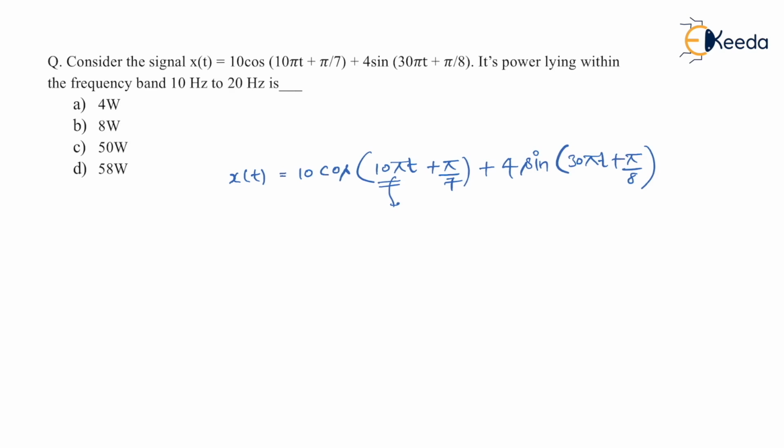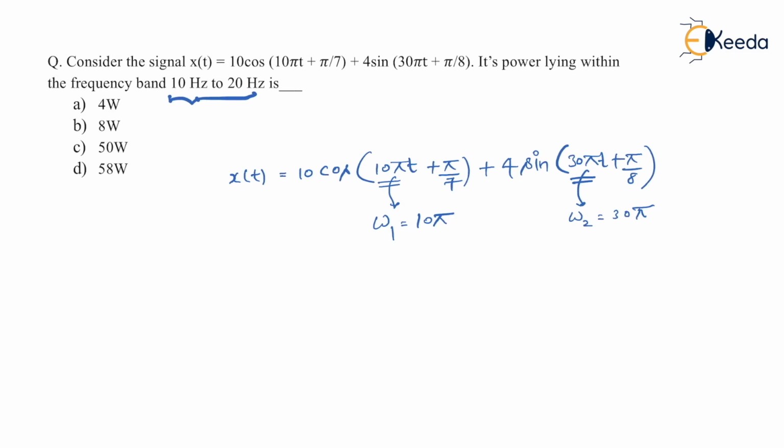Now from this, I'll get omega 1, because this is nothing but a frequency omega 1, which is 10 pi, and from here I'll get omega 2, which is 30 pi. See, what I'm trying to get is the frequency components from the given signal. If omega 1 is known to me, is it possible to get f, that is frequency in hertz? Now the question is, why am I trying to get frequency in hertz? Because we have a frequency band given from 10 hertz to 20 hertz. So it is in terms of hertz.